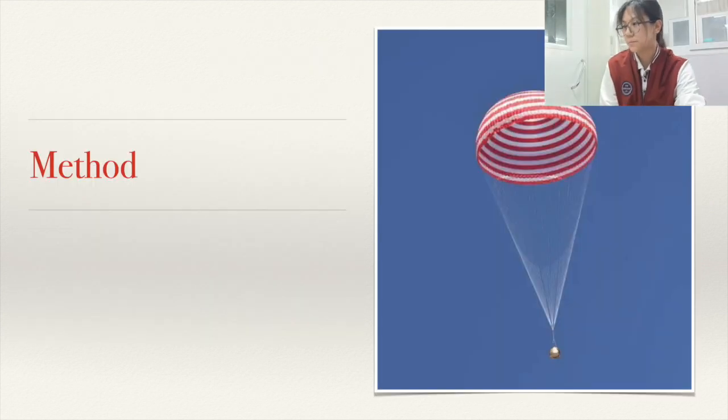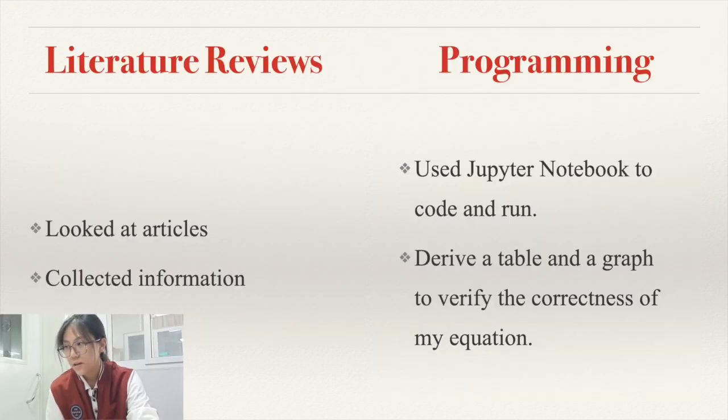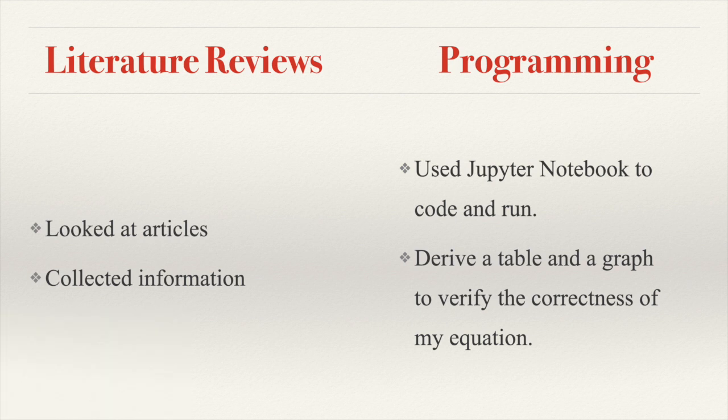The method I use. There are two methods, the literature review and the programming. I firstly look at articles and collected data and information I need in the later details, and then I program. I used the Jupyter notebook to code and run, and finally I derived a table and a graph to verify the correctness of my data, my equation.